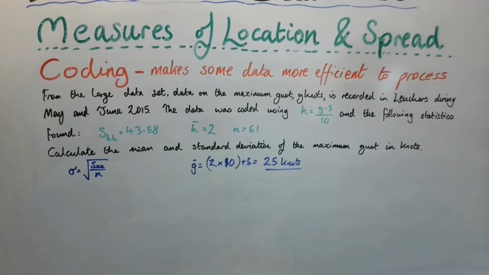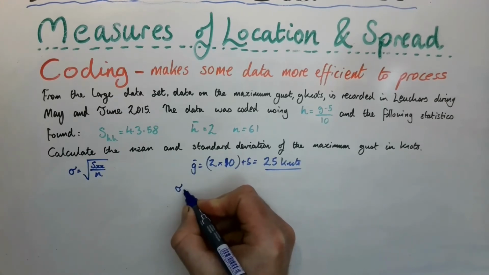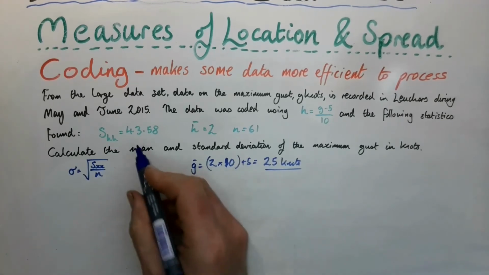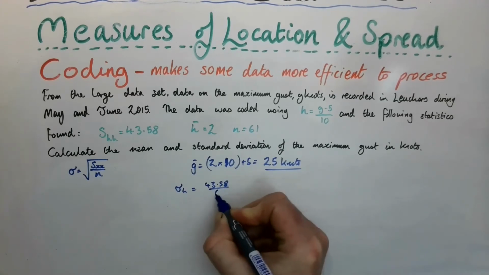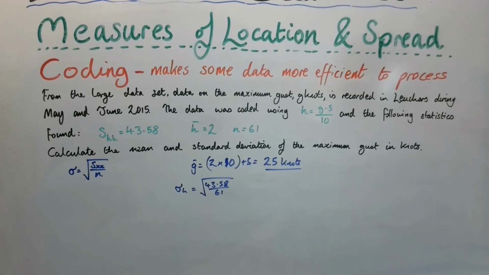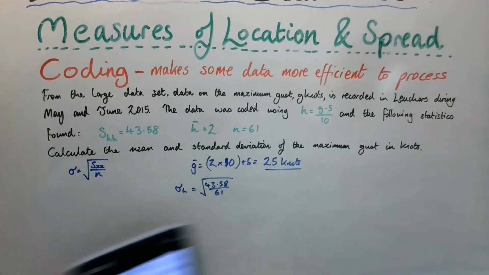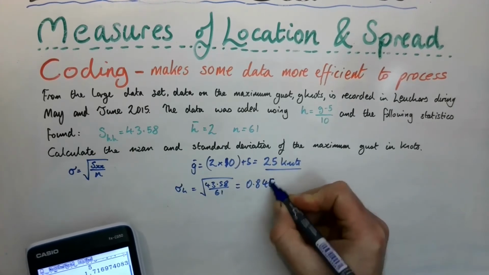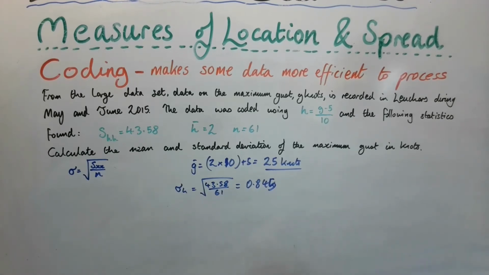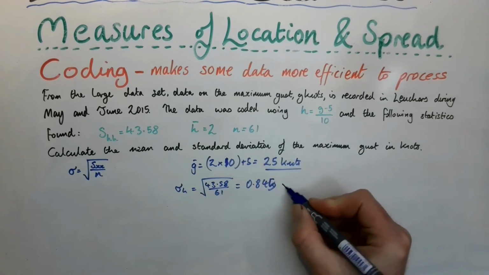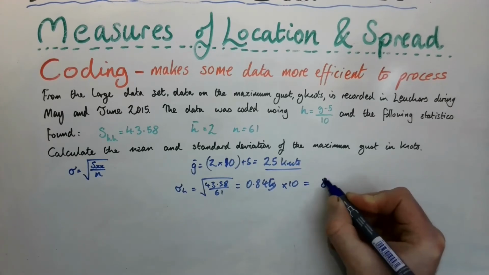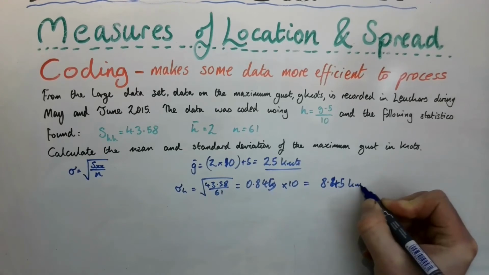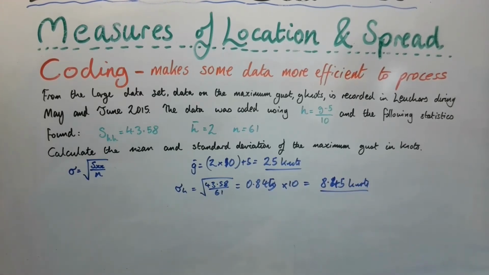Then the standard deviation. Well, the first thing we need to do is work out the standard deviation of h. So the standard deviation of h is going to be 43.58 divided by 61 and the square root of that, which is going to give us 0.845. And what we're going to need to do to that is, because it's been divided by 10 in the first place, times that by 10, so that we get 8.45 knots as being the typical standard deviation of 1 away from the mean.